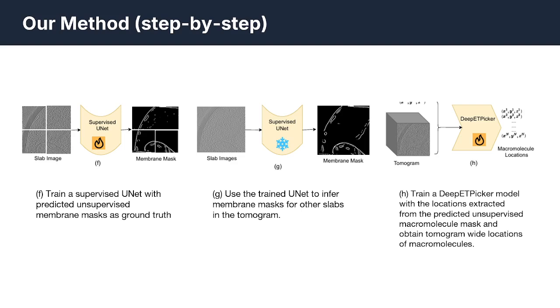slab of the tomogram. For faster inference and mask refinement, we train a supervised U-net regarding these unsupervised masks as pseudo-ground truth for the selected slabs. Then we use the pre-trained U-net to infer mask across all slabs for all tomograms in the dataset. On the other hand, for macromolecules, we extract the locations of them for the selected slabs and train a supervised particle picking model regarding these locations as pseudo-ground truth. We then use the trained particle picking model to infer macromolecule locations for all tomograms in the dataset.